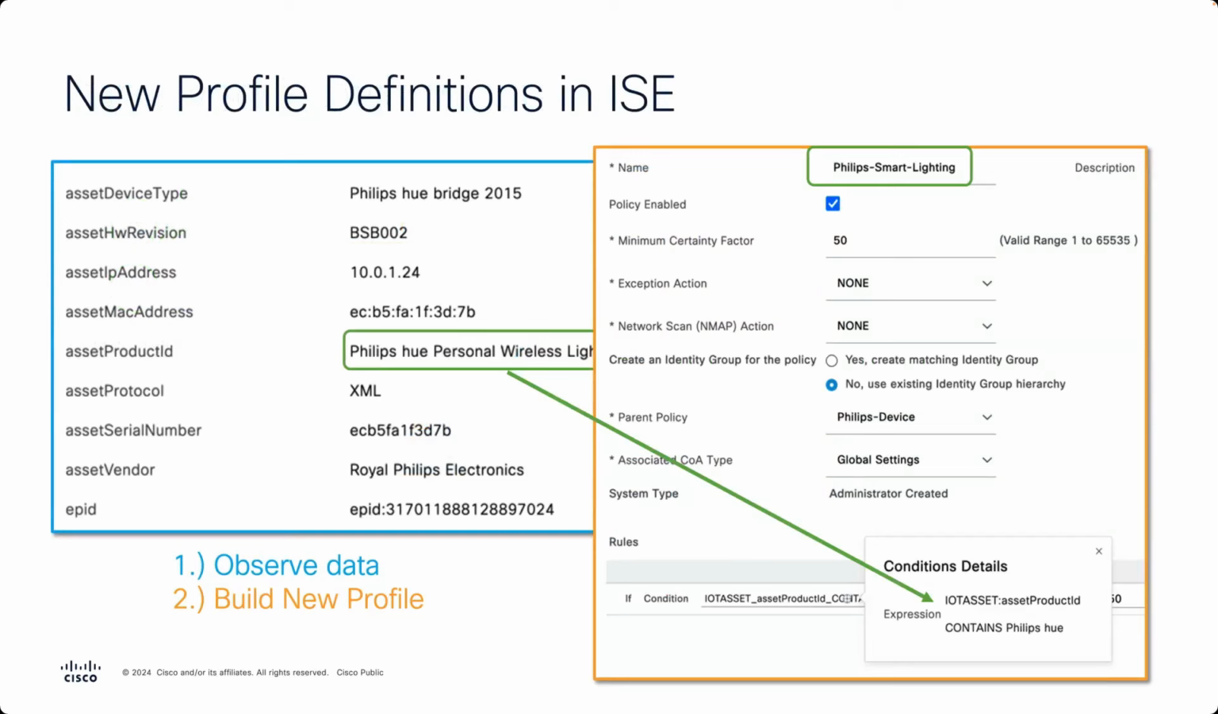And Philips Smart Lighting is using a condition down here that says, if the IOTAsset field of asset protocol ID contains Philips Hue, that's smart lighting versus maybe Philips Medical, which would be the CT scanners or whatever you have in your environment. So I can make that a distinction now because I have more context.